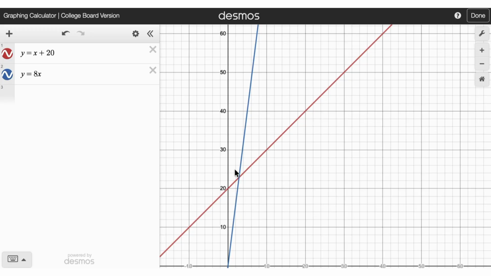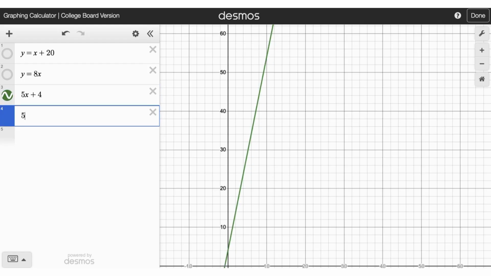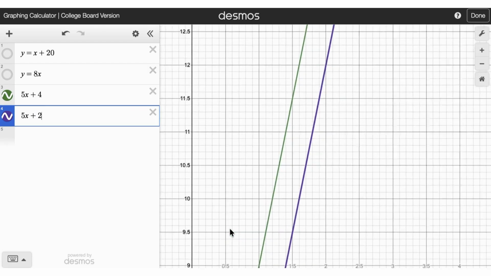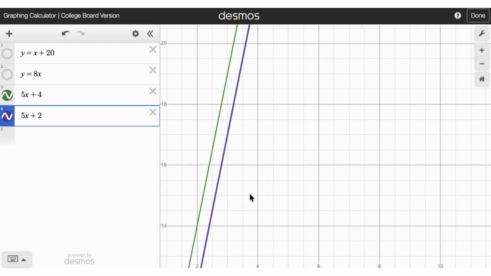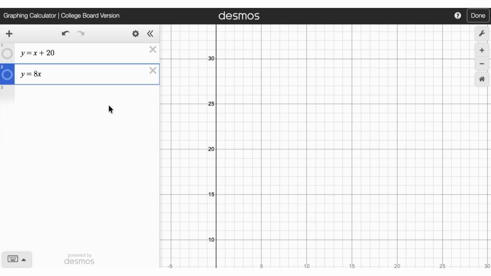However, I want to show you the examples when you have zero intersections first. So 5x plus 4 and 5x plus 2. Here we have the same slope, but not the same y-intercept. So they have zero intersections because they're parallel lines, and parallel lines never meet. Now let me show you the example of infinite intersections.